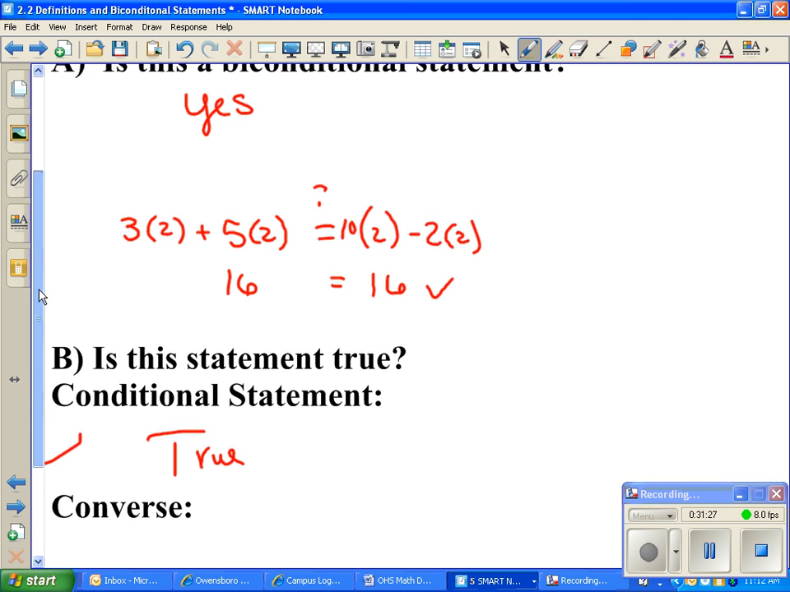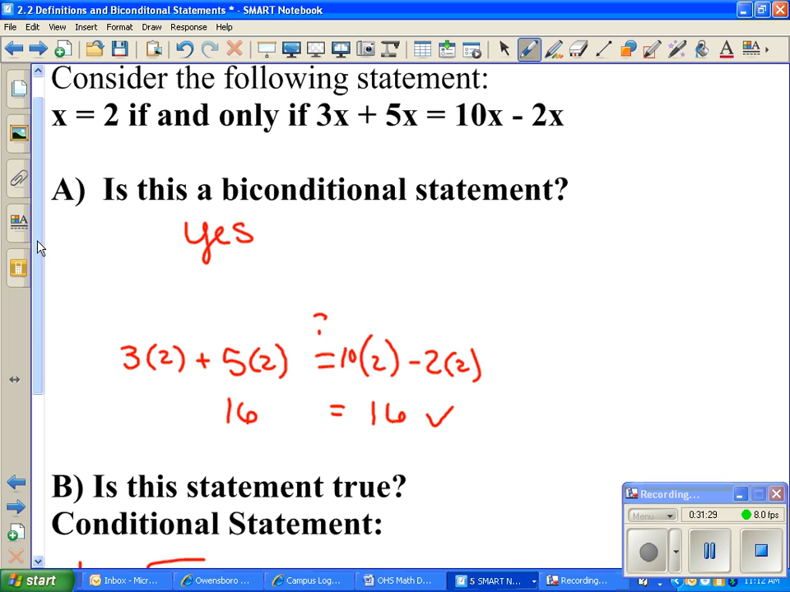Now let's check the converse. Let me scroll up and look at it: 3x plus 5x equals 10x minus 2x. Do you know how to solve this for algebra? How many x's do I have on the left-hand side? 3x plus 5x is 8x. How many do I have on this side? 8x. And if I get the x's on the same side, I subtract 8x and I get 0. And what do I get over here?